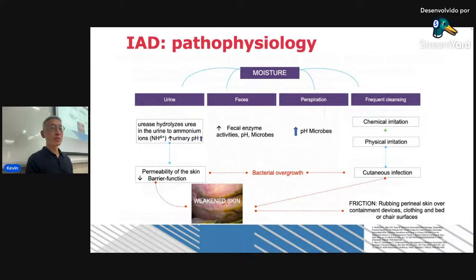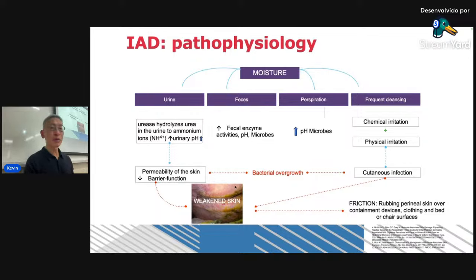So this is a very simplistic diagram to illustrate the pathophysiology involved in the development of, particularly in this case, IAD, with exposure to moisture, in this case, urine or fecal material. In the urine, there's a lot of urea that can be converted into ammonia, alkalizing the skin surface, making the skin more permeable, damaging and disrupting the arrangement of the skin configuration that we have talked about earlier.